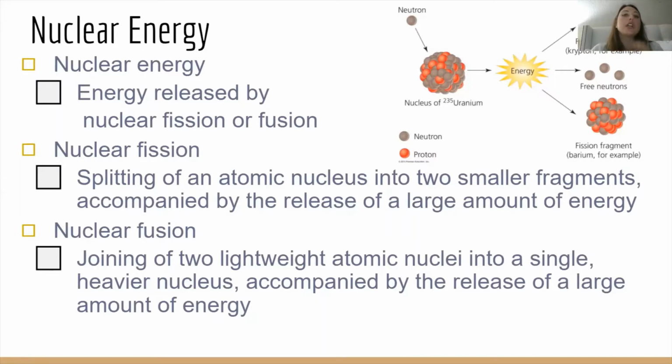Nuclear fusion has one S. So we're going to take two things and mush them together. We're going to take two atomic nuclei and push them together to make just one. And when that happens, it releases a huge amount of energy.